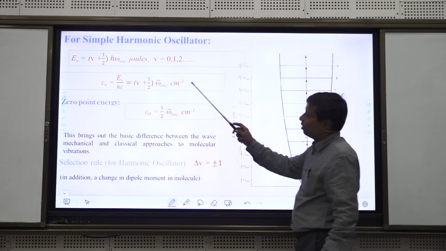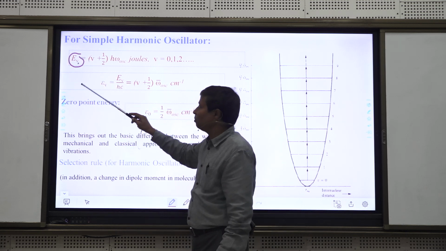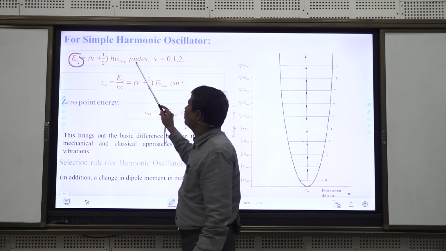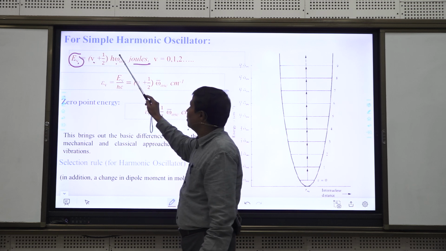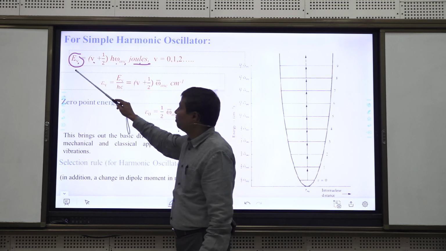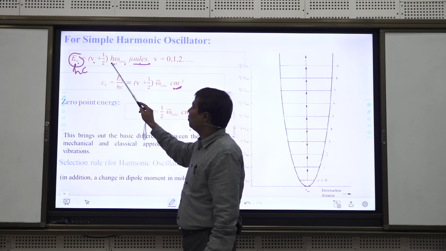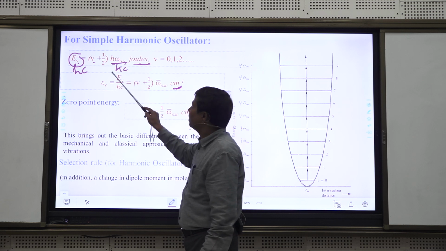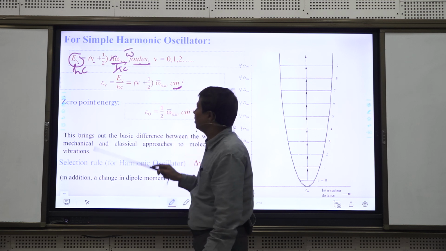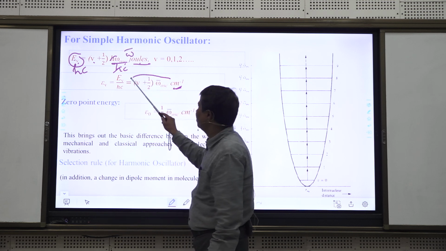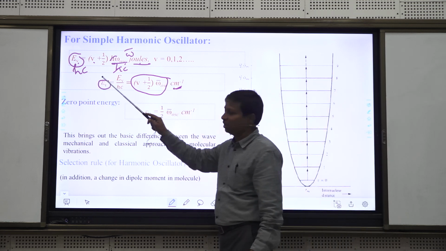It first gives you the expression E_V, capital E, V stands for vibrational. So E in joules is (V plus half) h omega OSC. This is in joules; you have to divide it by hc, then it will be in centimeter inverse. If you divide it by hc, then omega by c means omega bar. So you have the expression (V plus half) omega bar. This is the energy level expression.